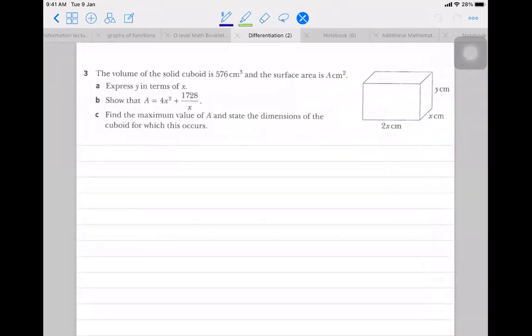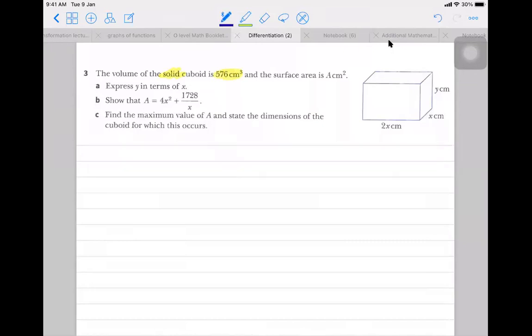So please try this one on your own. A volume of a solid cuboid. The word solid means that it's not hollow. It's a solid figure. You can touch all the faces of this cuboid. The volume is 576 centimeter cube. The surface area is A. Express Y in terms of X.